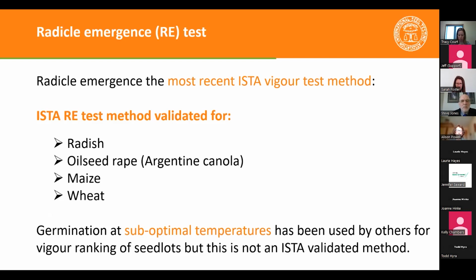Many of the large companies will have their own vigor methods that they maybe don't publish, or they keep to themselves, to be able to rank their own seed lots and know when to use them, when to sow them, and at what stage, also how long to store them. Some of those test methods may involve suboptimal germination temperatures, but at the moment, things like that aren't standardized for all to use in the ISTA rules.